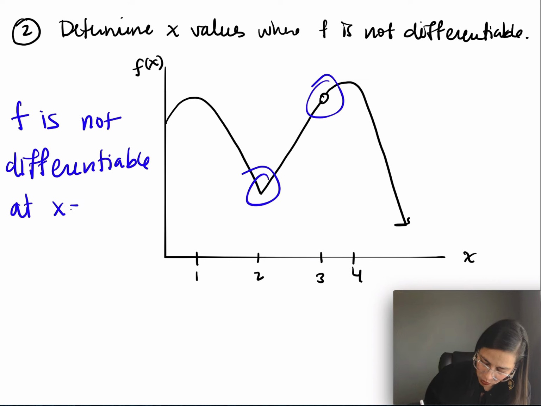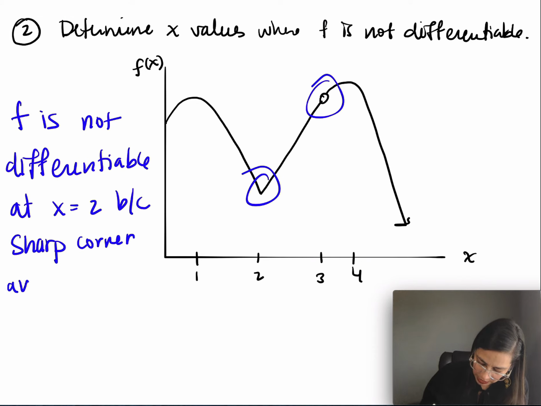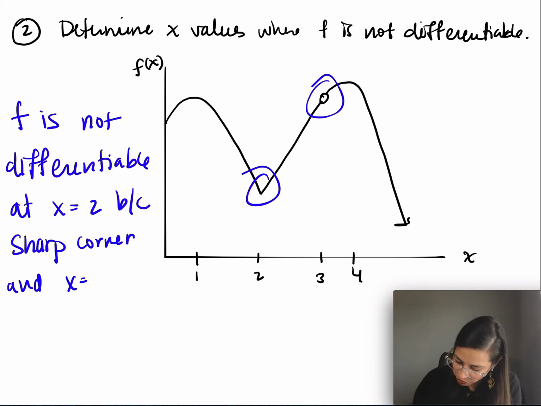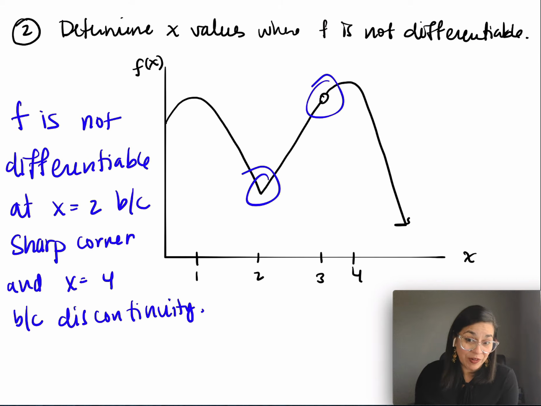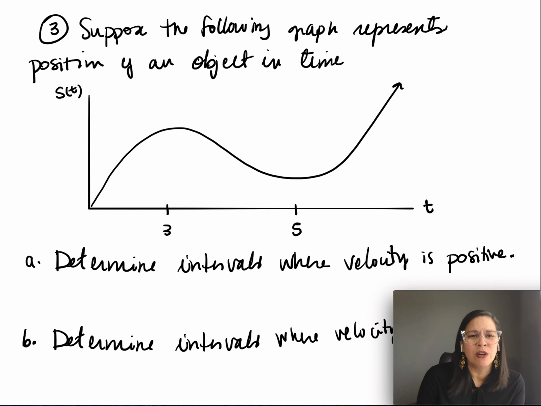So f is not differentiable at x equals 2 because of sharp corner, and x equals 4 because discontinuous. Okay? Perfect. Now, suppose the following graph represents position of an object in time, okay?